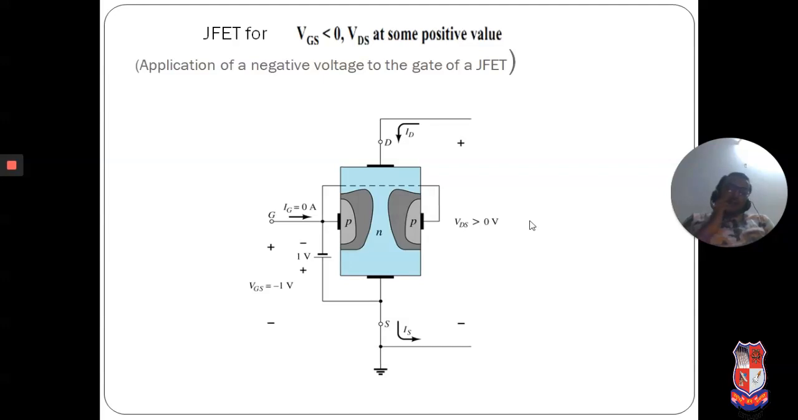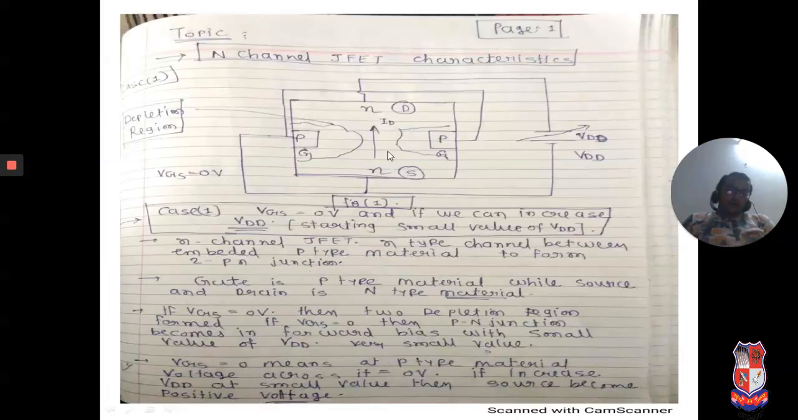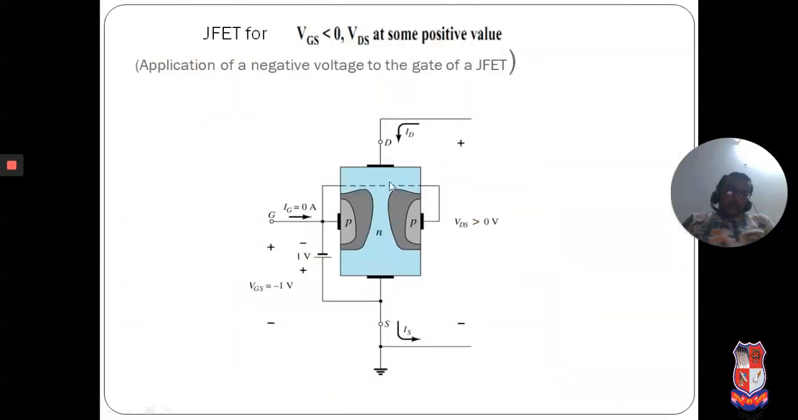Now see, based on the applied voltage, based on the VGS, see my cursor, based on the VGS, we will try to control the drain current. So it is known as voltage control device. Application of negative voltage to the gate of JFET, we would like to control the drain current. So it is known as voltage control device.